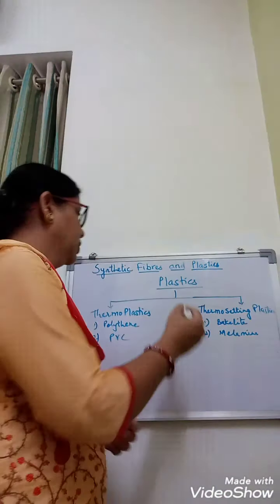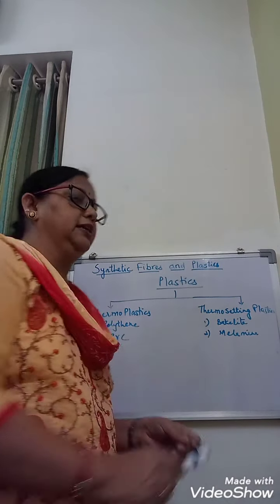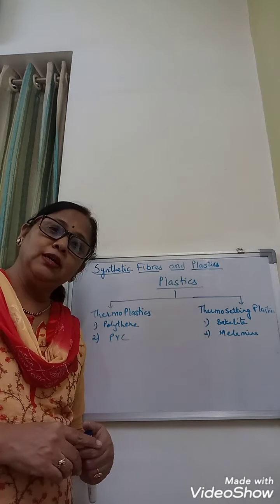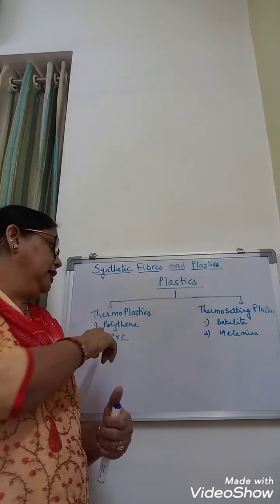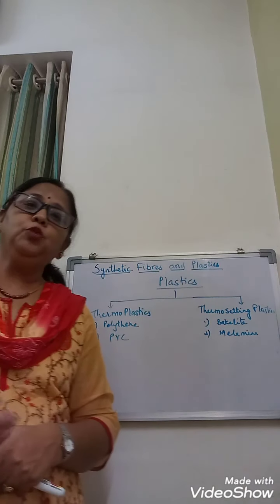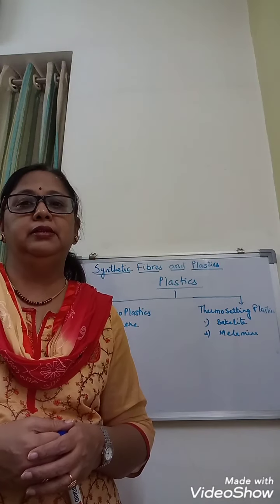So plastics are of two types that we have to see. Thermoplastic and thermosetting plastic. These are the two types of plastics. Now what are thermoplastic and what are thermosetting? So first, thermoplastic. Thermoplastics are those which become soft when you heat them.